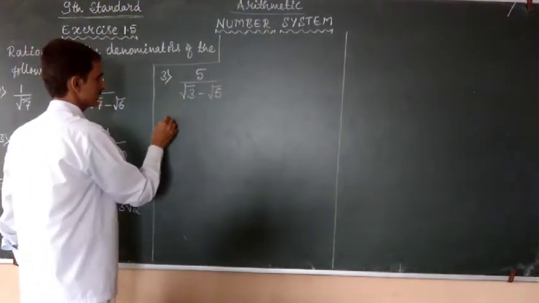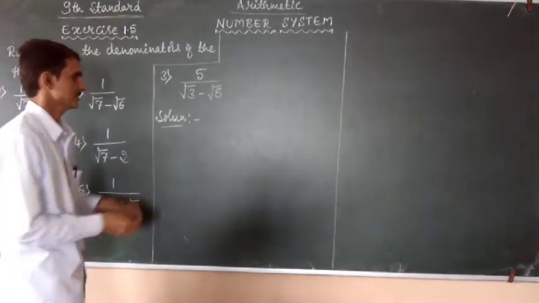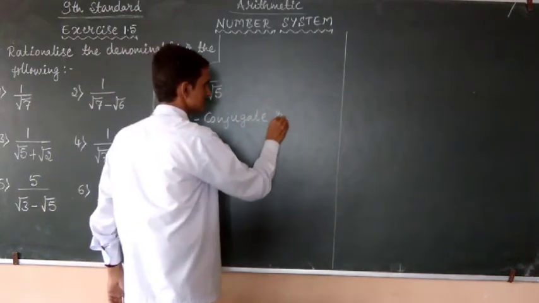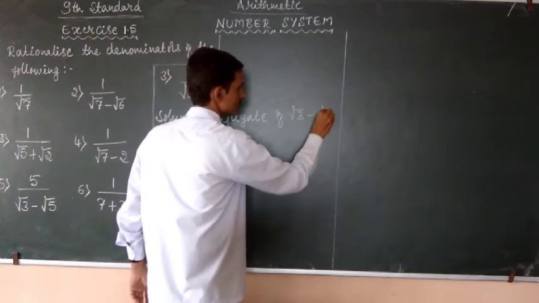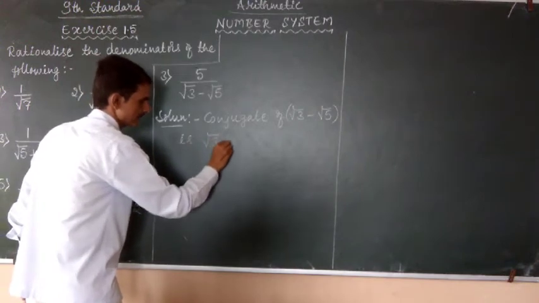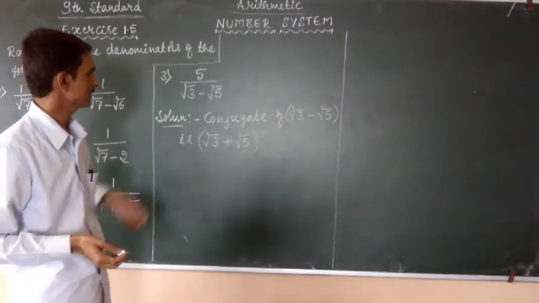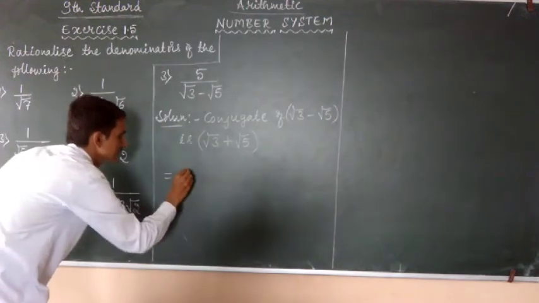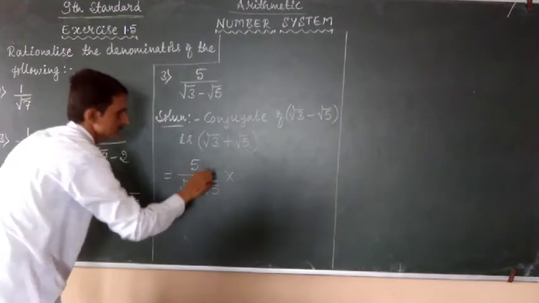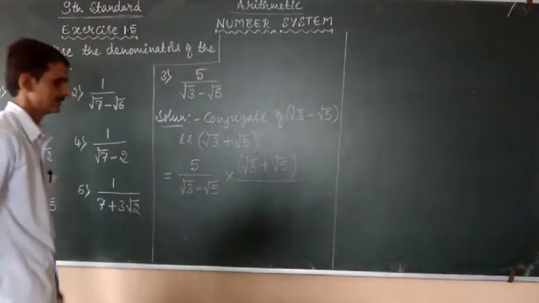Once again, we are going to rationalize the denominator. So what is the conjugate of the denominator? Yes, the conjugate of root 3 minus root 5 is root 3 plus root 5. Now multiply this root 3 plus root 5 to both the numerator and the denominator. So 5 by root 3 minus root 5, multiplied by root 3 plus root 5 over root 3 plus root 5.